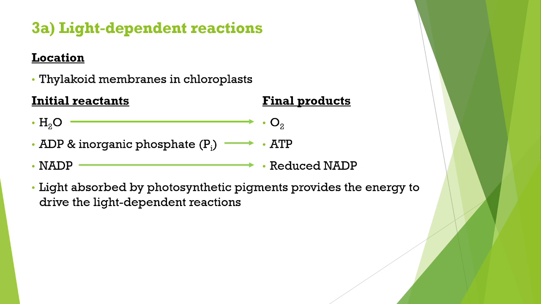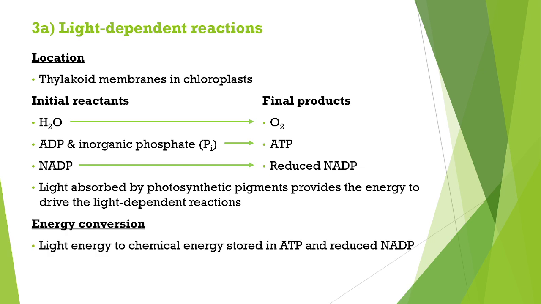And then the excited electrons allow the formation of ATP and reduced NADP. So light energy is converted to chemical energy in the form of ATP and reduced NADP. Again, you don't need so much detail. The gist of what you need to know is on this slide, but the details are there to give you a clearer picture of how the conversion happens. Okay?